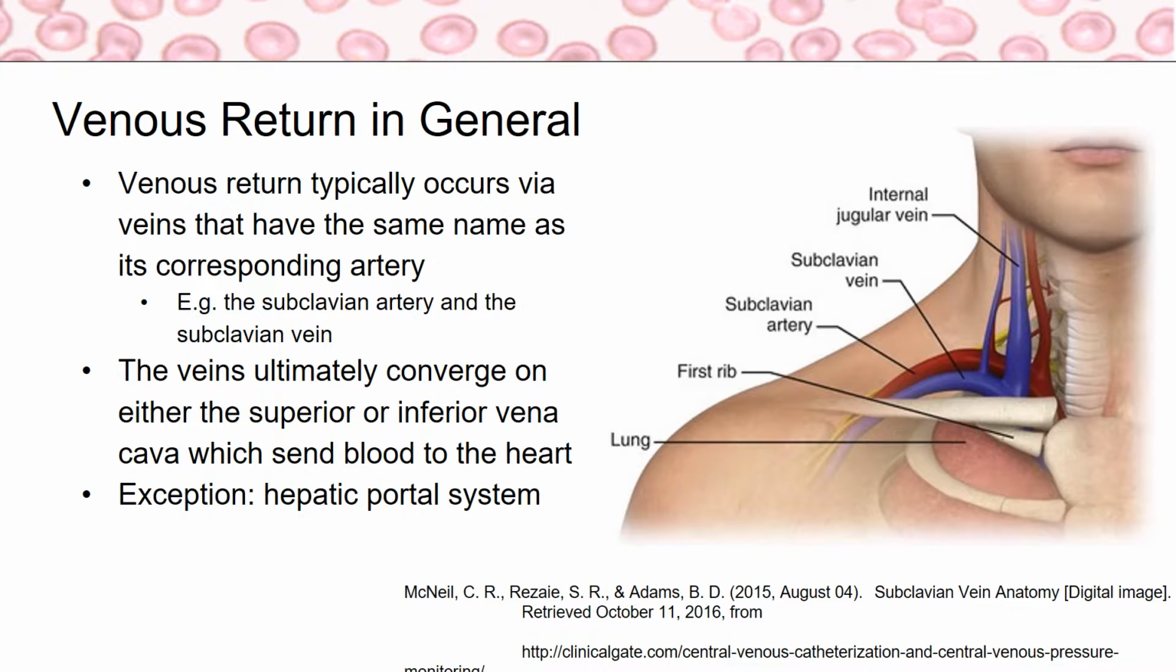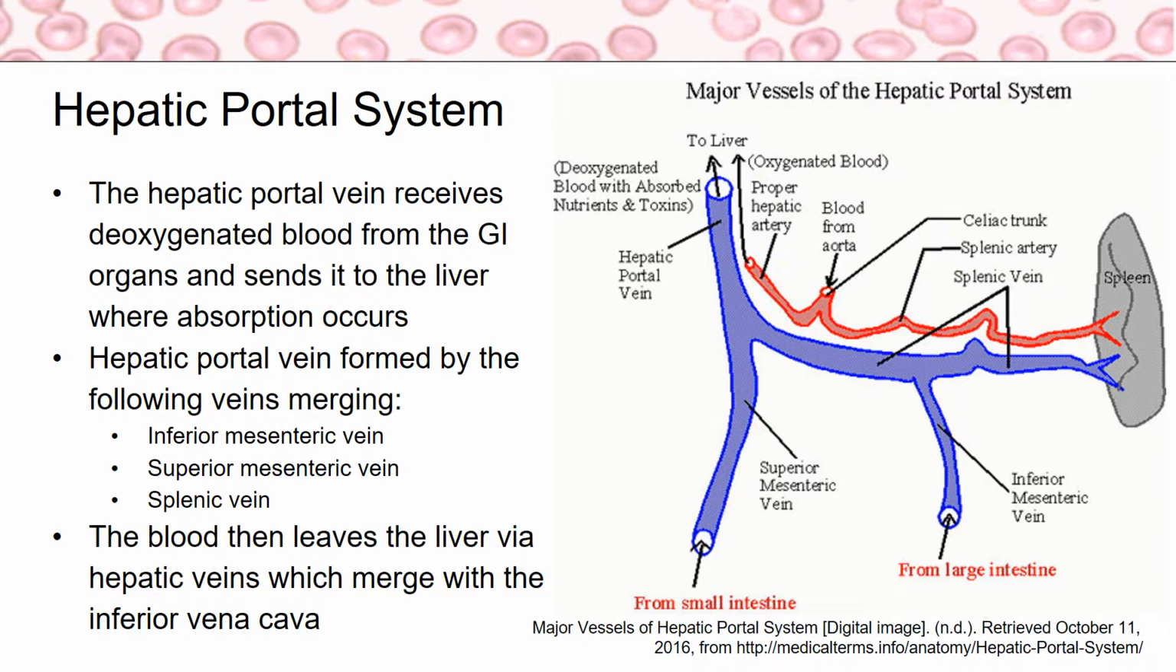An exception to this is the hepatic portal system. So this is the hepatic portal system, and it is strange because it receives the blood from 3 important veins from the GI tract: the inferior mesenteric vein, the superior mesenteric vein, and the splenic vein. They all come together to form the hepatic portal vein, which shuttles the blood off to the liver, where absorption of nutrients and toxins are going to happen from the blood. And then after this, it'll go to the inferior vena cava, but it just has a little bypass that it does.